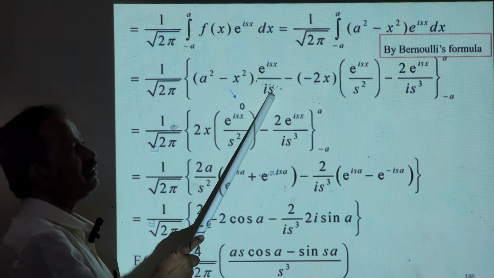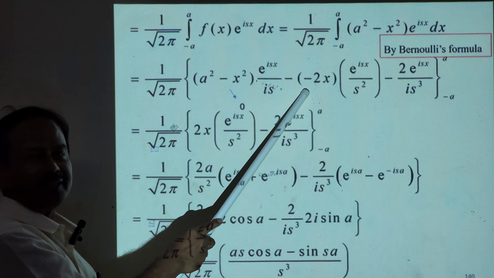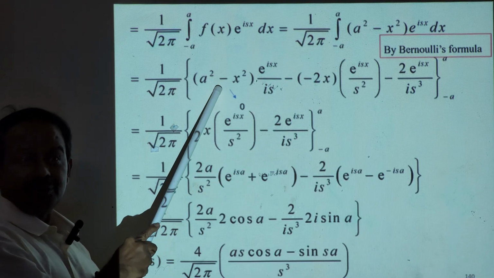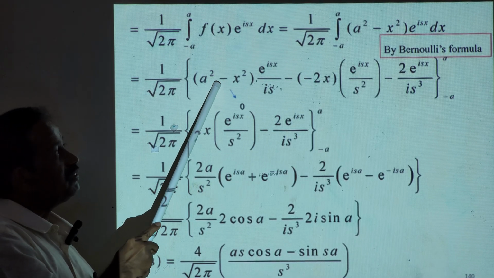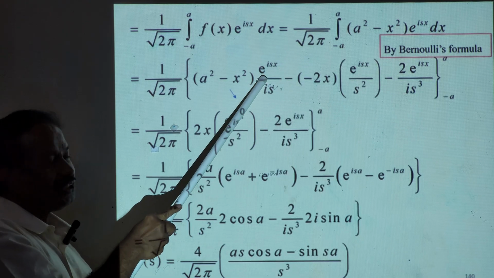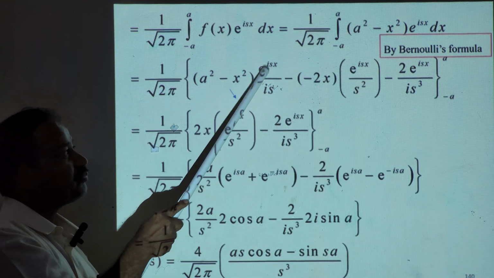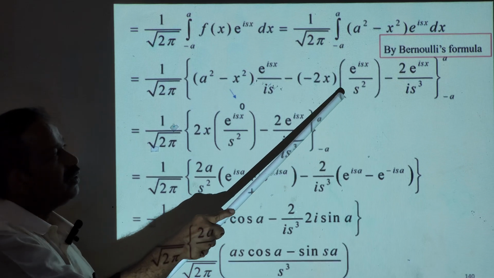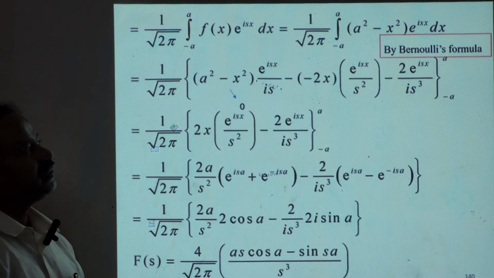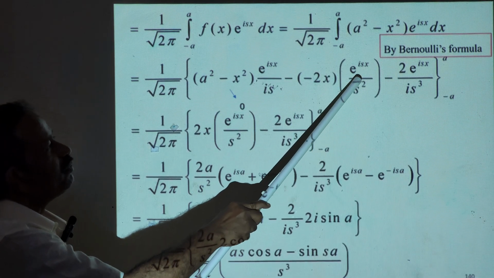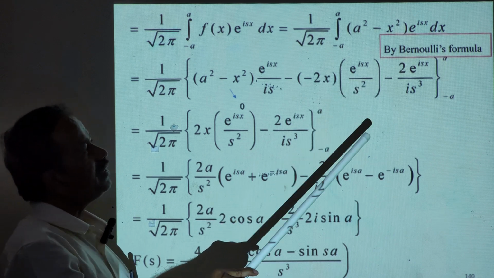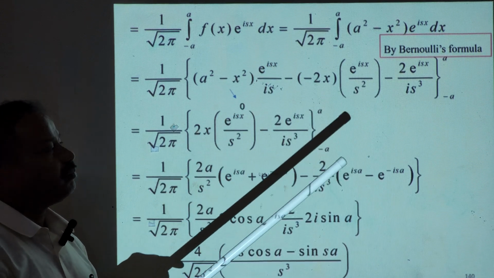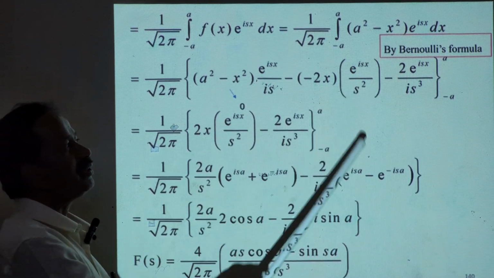So e to the power isx divided by is. Then you have to differentiate u, so differentiating gives you minus 2x. You have to integrate v1 again, and that becomes v2. So e to the power isx divided by is multiplied by is, which is nothing but e to the power isx multiplied by is times is, giving minus s squared. So we have e to the power isx divided by s squared.